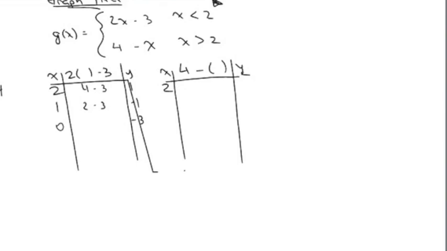This one over here, if I plug in 2, you get 2. What would be my next number here? 3, I would get 1. 4, you get 0. That should be enough for those.